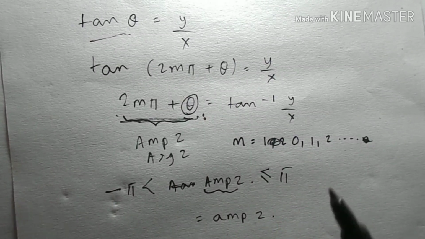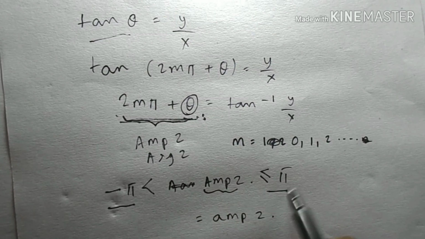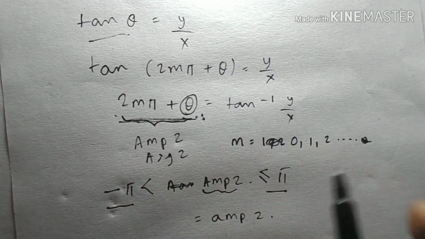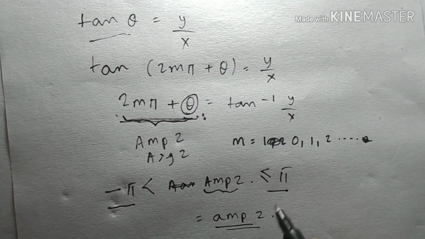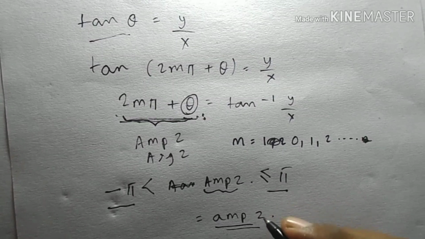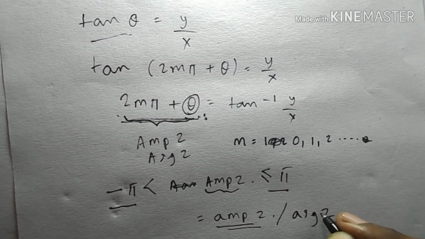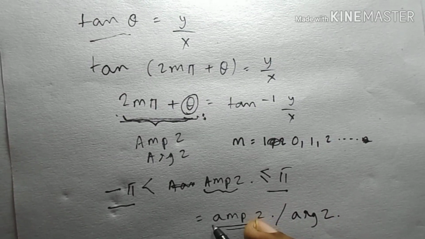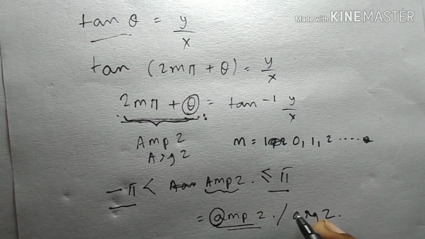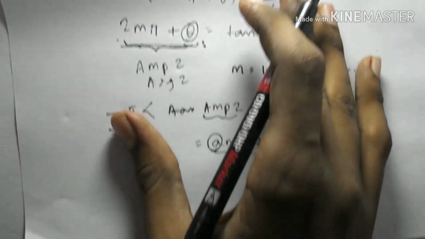One value of this amplitude should lie between negative pi and pi. If that is true, then that value is called the principal value of the amplitude of z, or the principal value of the argument of z. We write this with a small a. If a is small, it means principal value of argument.